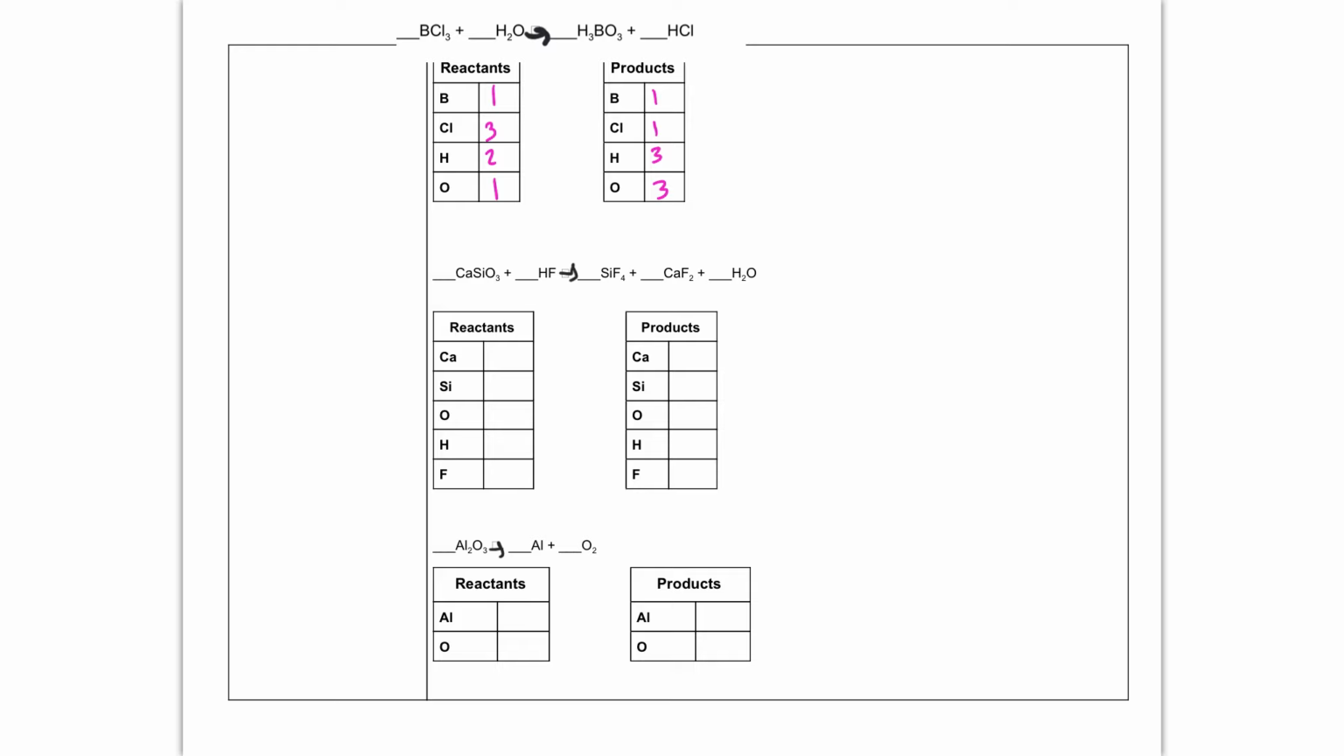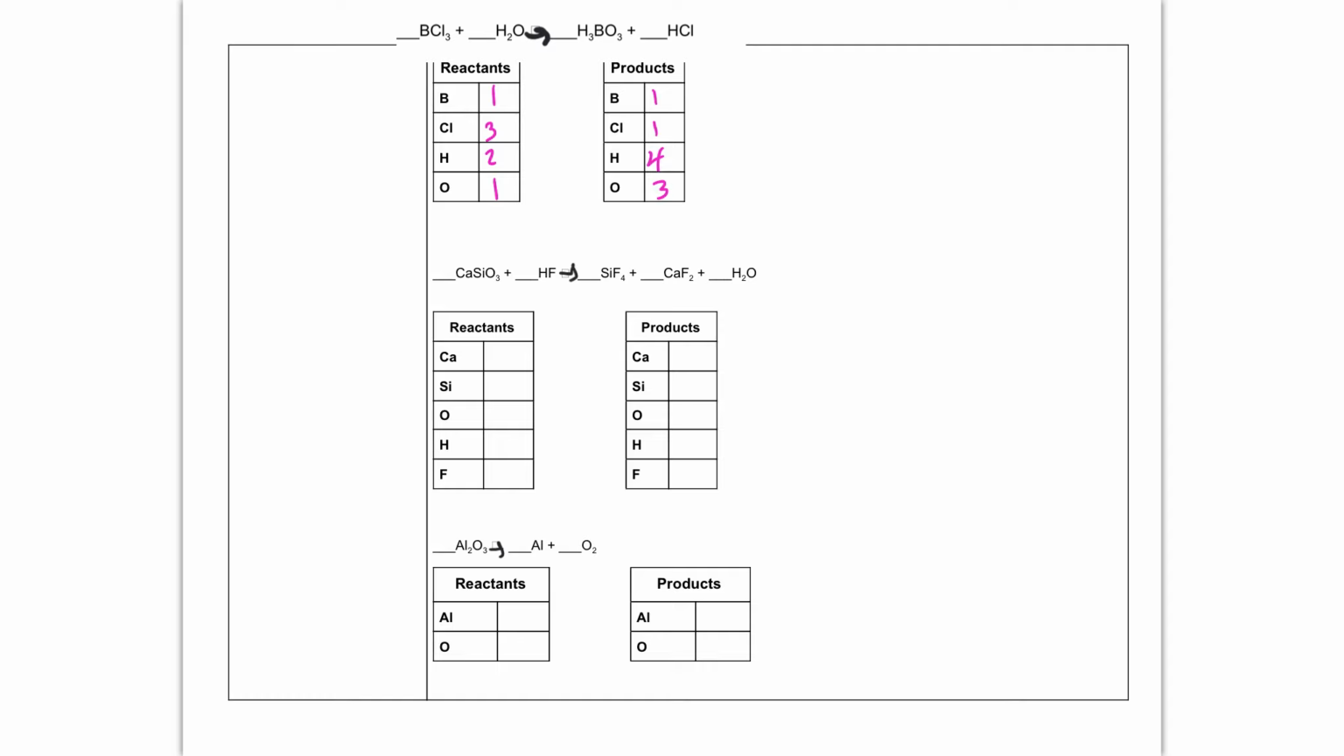So it looks like the only other thing that's unbalanced is my chlorines. So I'm going to put a 3 in front of the HCl on the product side. And in doing so, I have 3 plus 3, I have 6. I had 4 hydrogens to start.